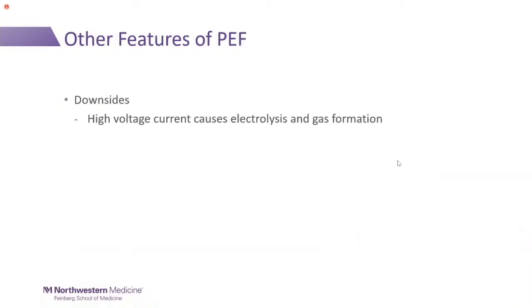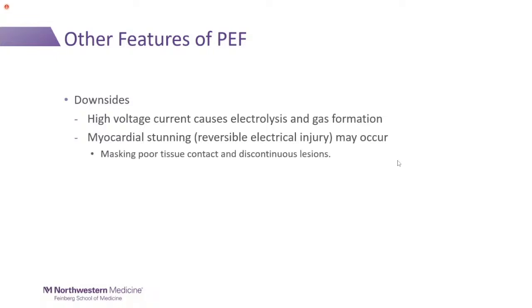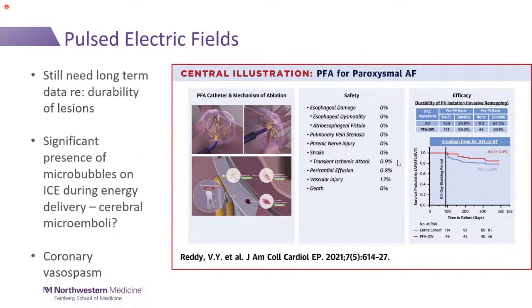Other features, there are some downsides. So the high voltage current can cause electrolysis and gas formation. You can see bubbles on ice form. There can be myocardial stunning, so that there is electrical injury that is reversible, but we're blind to it at the moment. It can mask poor tissue contact and discontinuous lesions. Currently, there's not really power titration. Who knows what the power is? And it does create large lesions.